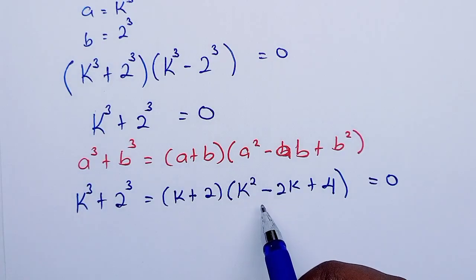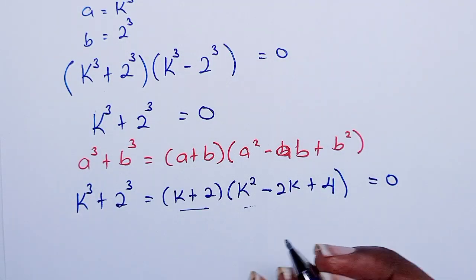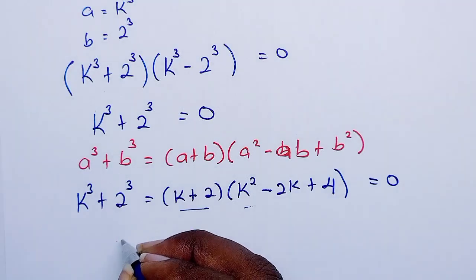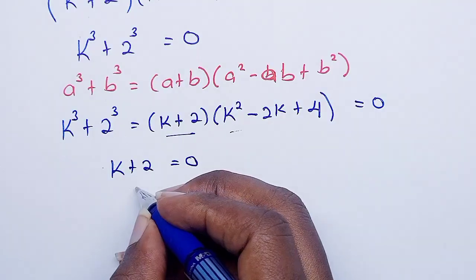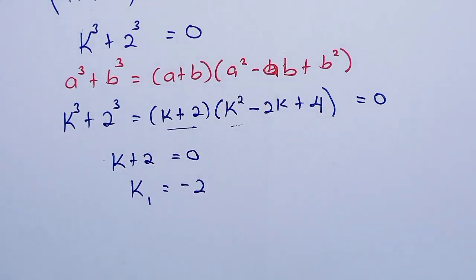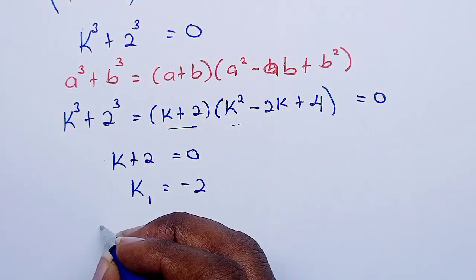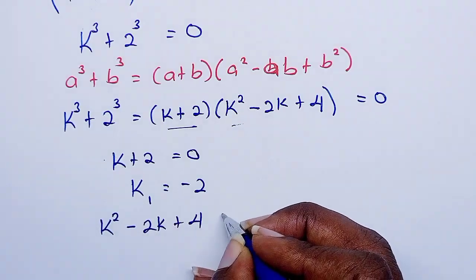So now also here we have two solutions. We have this is equal to 0 and this is equal to 0. So for this one, k plus 2 is equal to 0. So k will be equal to negative 2. So this is k1. For this one here, k squared minus 2k plus 4 is equal to 0.